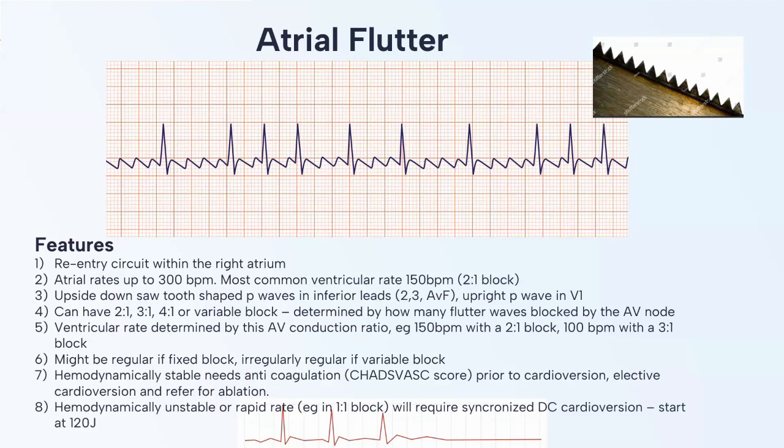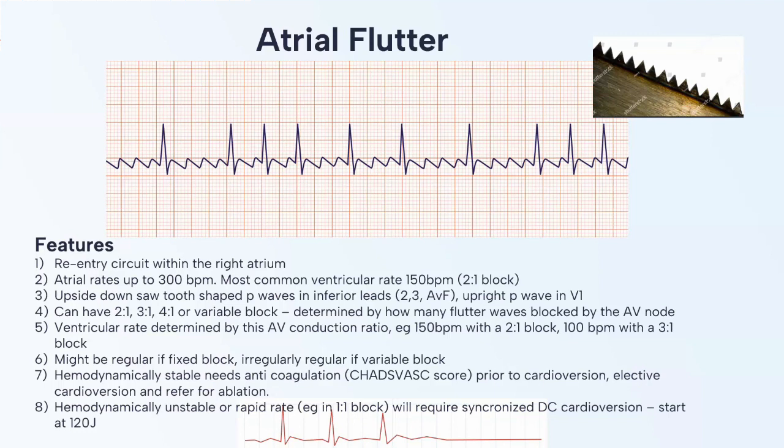The long refractory period in the AV node allows just a couple of these P waves to pass through to the ventricle. So your ventricular rates generally tend to be either 150 or ratios of that. So 150, 75, that sort of thing, depending on how many P waves the AV node is filtering out.